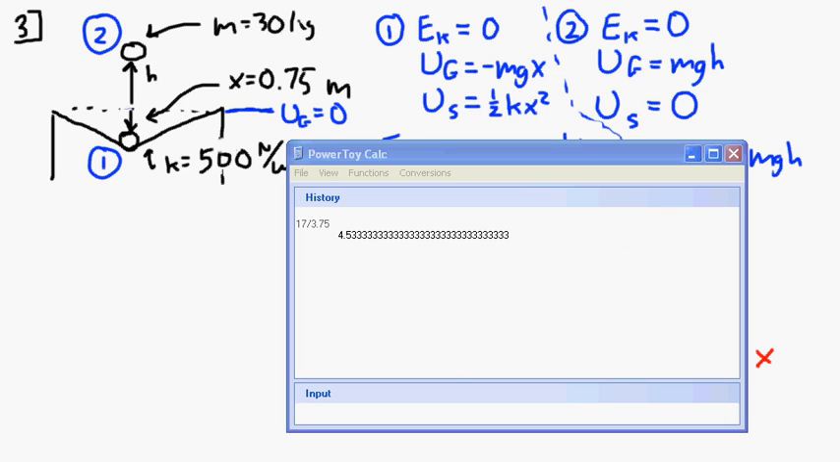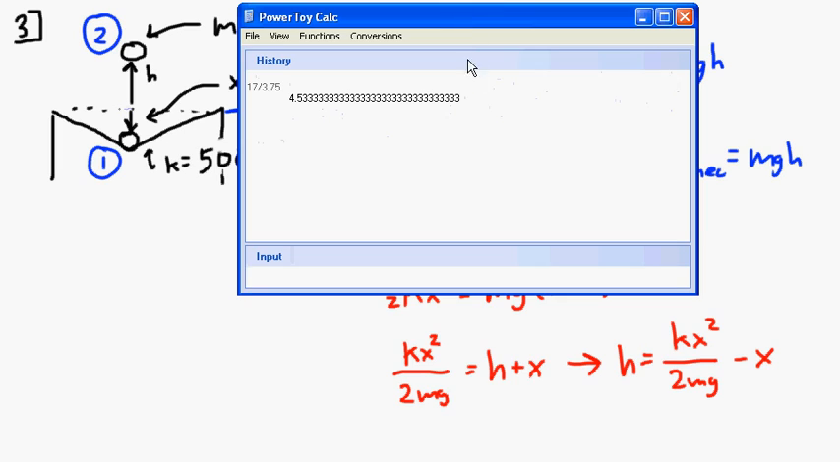So now, let's see where this puts us. x we said was 0.75, and k was 500. Let's say 500 times 0.75 squared divided by 2 times the mass of the boy, 30, times, I'm going to say 10 for g, and then minus 0.75. And so the answer should be, good lord, is that correct? If that's correct, then I have completely screwed up. Interesting. So this means the boy actually does not even get all the way up. That is kind of pathetic.